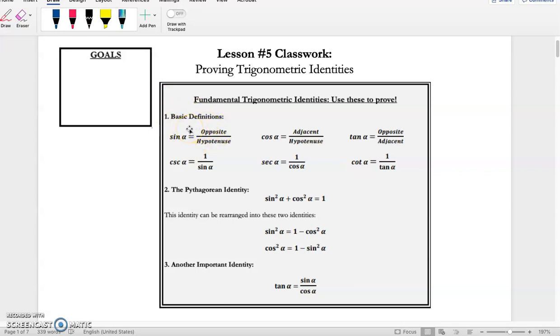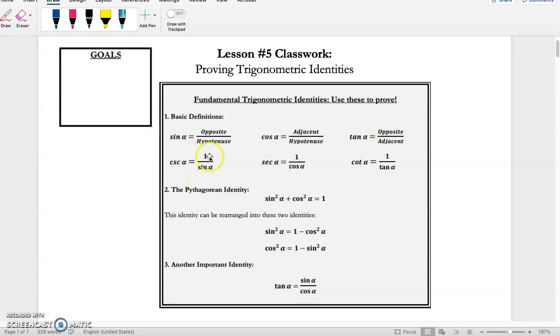So if you recall from right triangle trigonometry, sine of theta is equal to opposite over hypotenuse. Cosine is adjacent over hypotenuse. The tangent of theta, or of an angle, is equal to opposite over adjacent.